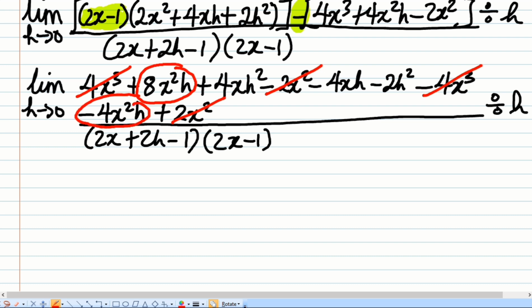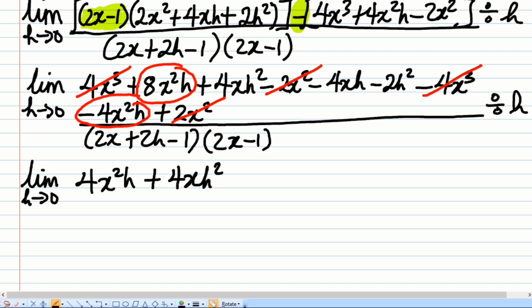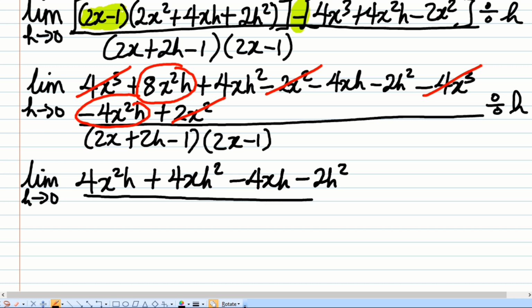So now it's just time to have the limit as h approaches 0. We have 8 minus 4, we have 4x squared h. Good. This does not have any like term, does it? 4xh squared. No like term, so I'm just going to write it plus 4xh squared. And then minus 4xh does not have any like term, so minus 4xh. And then minus 2h squared. So we've reduced everything to this. Now this is divided by 2x plus 2h minus 1 into 2x minus 1.